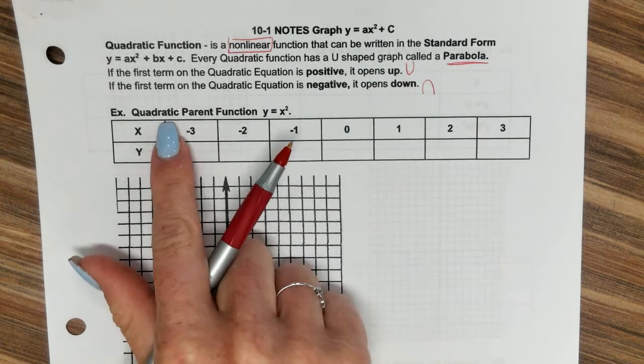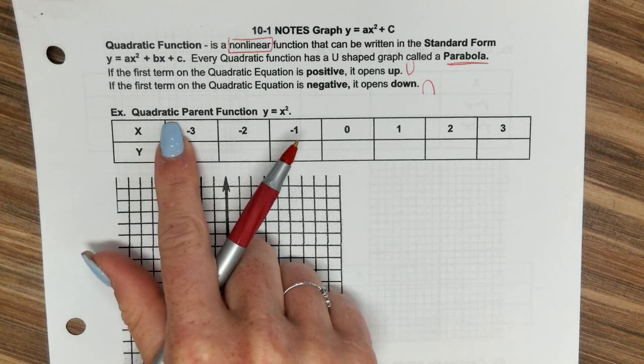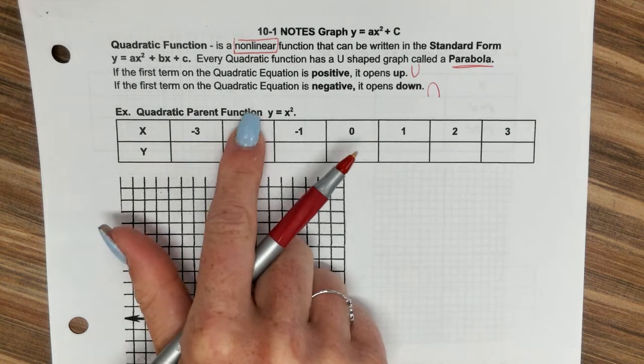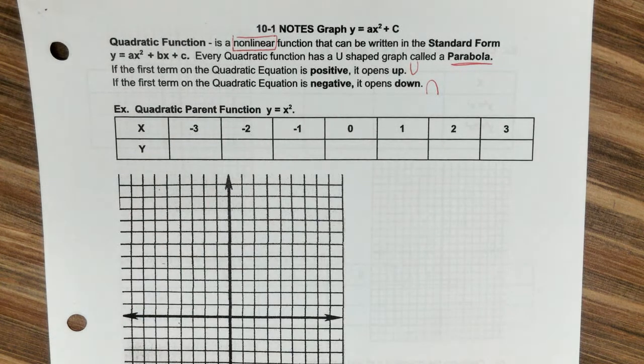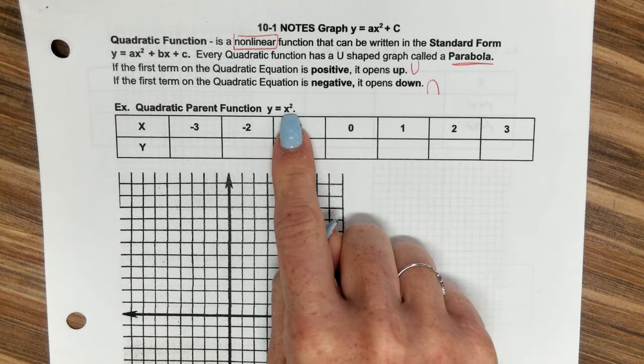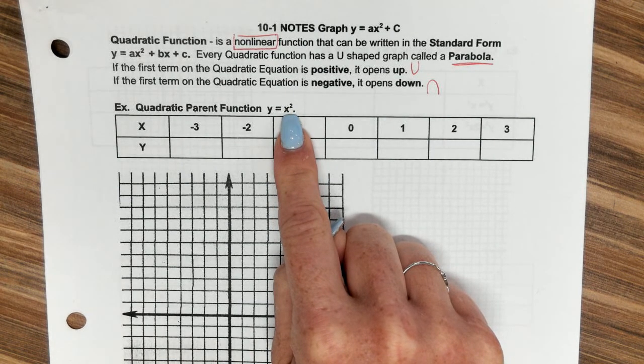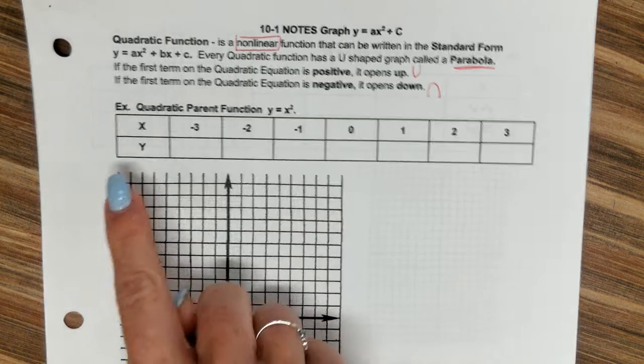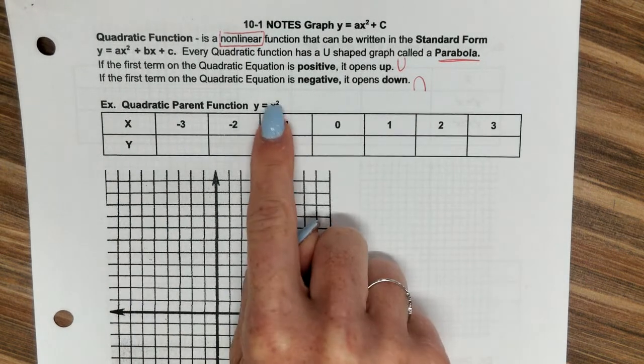So everybody look at this one. You have a quadratic parent function. Remember how we learned parent function a long time ago? It's like the number one basic quadratic is x squared. So which way is that one going to open? It's going to be a happy face. It's going to open up. So I want you to fill out a table and graph this parent function.